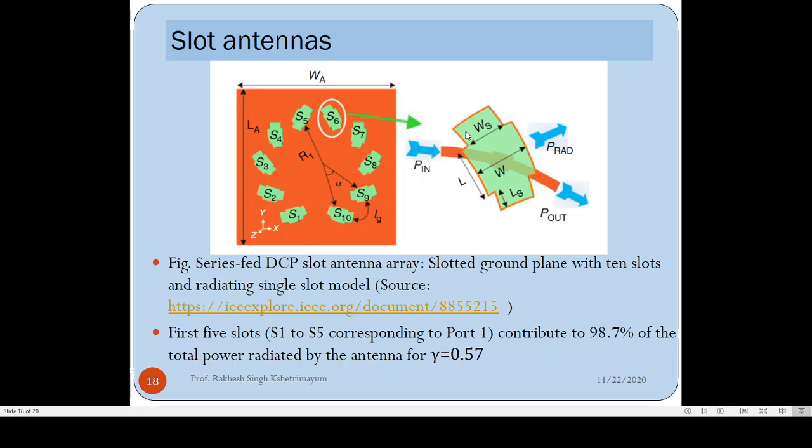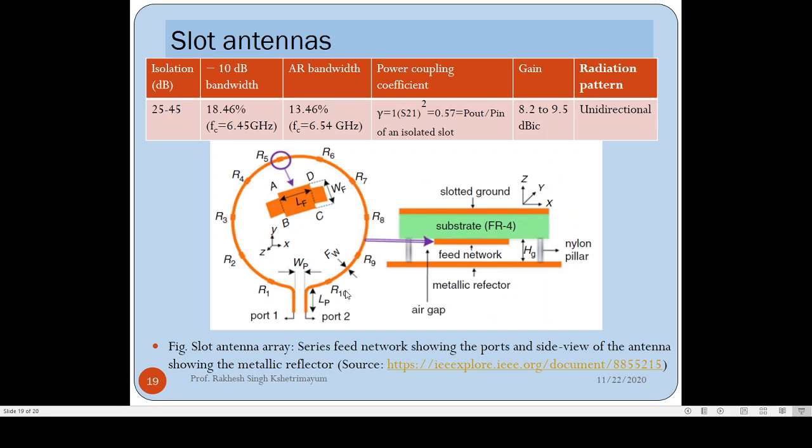And this is one single slot you have here. How do you analyze such a kind of antenna? This is a power input to that. There is a feed line here. So I'll show you that. This is a feed line. This is port 1, this is port 2, this is a feed line. Look at the antenna from the side view. What you have, your feed network is here.